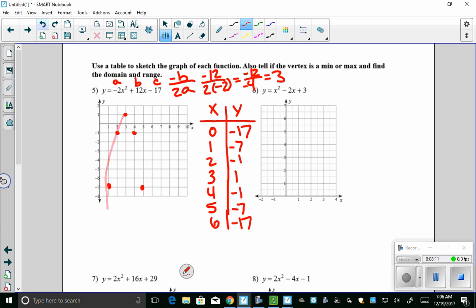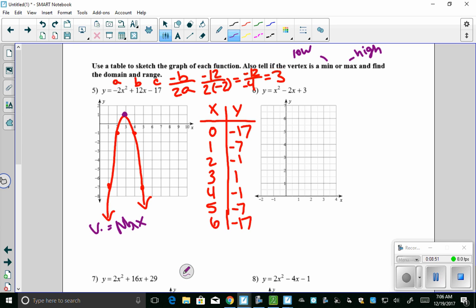Ooh, that was a horrible line. Let's try this again. Better. Okay, so that's my graph. And then I need to tell if the vertex is a min or a max. Because my vertex is here, that is going to be a max. My vertex is my max because it's the highest point. If it's a high, it's a max. If it's a low, it's a min.